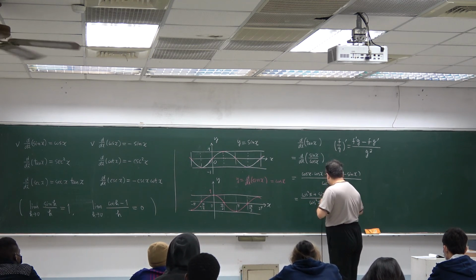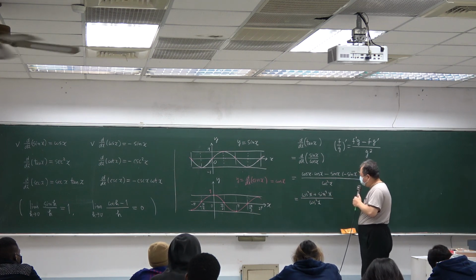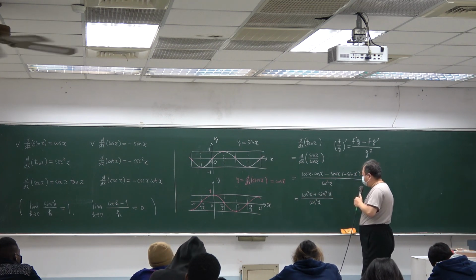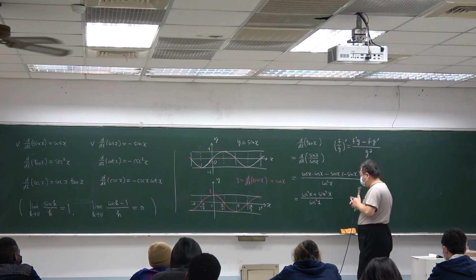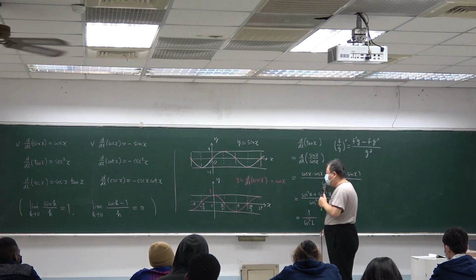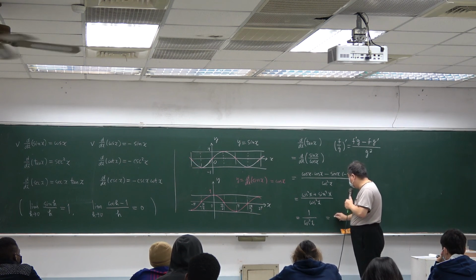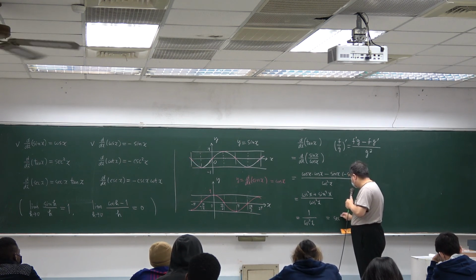Okay, since the sum of the square of cosine and sine is 1, and then by the reciprocal property, this is secant squared.